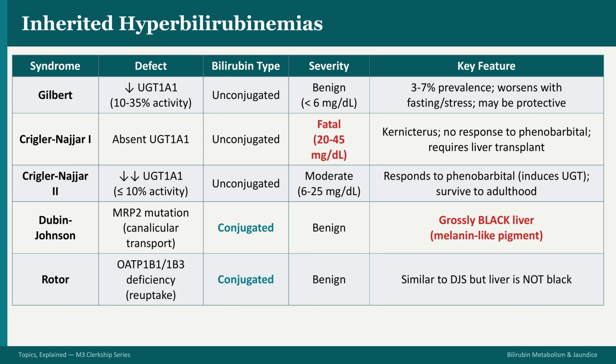On the conjugated side, Dubin-Johnson syndrome is caused by mutations in MRP2, the canalicular transporter. The board buzzword is a grossly black liver from melanin-like pigment deposition. Rotor syndrome is similar but involves deficiency of the reuptake transporters OATP1B1 and OATP1B3, and critically, the liver is not discolored. Both are benign.